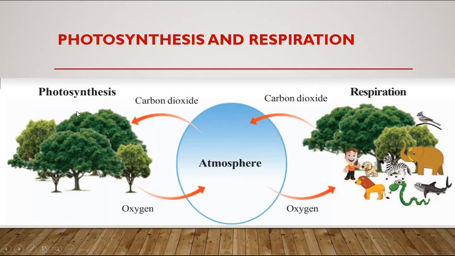Okay, then let me repeat it. Plants use carbon dioxide for photosynthesis and they release oxygen to atmosphere. And this oxygen is used by humans and animals for respiration and they give out carbon dioxide. And this carbon dioxide is used by the plants for photosynthesis. Therefore, we can see that there is a cycle between photosynthesis and respiration.